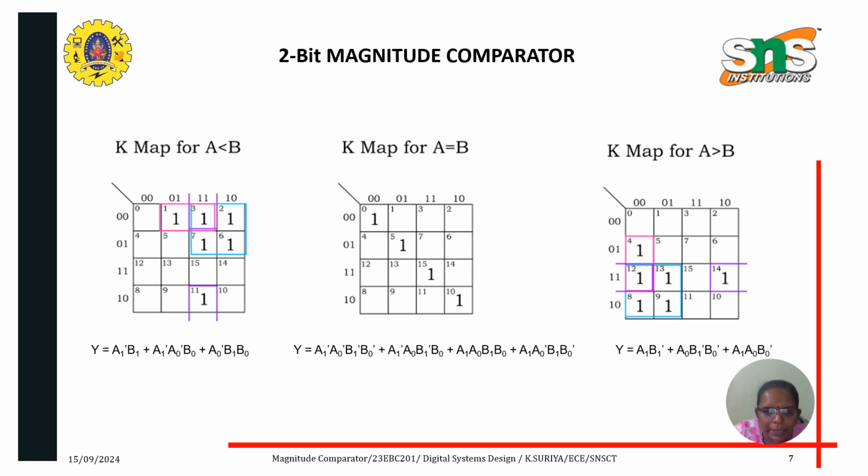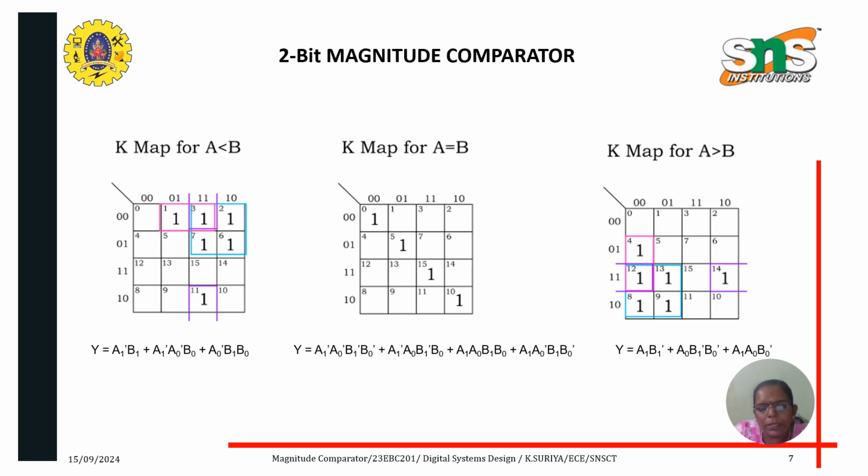So for A less than B, you have three groups. One is four ones grouped together at the right top corner, and next one is in the middle. Two ones are grouped as two ones together, and top one and bottom one is grouped as another group. So you'll be getting the following expression: A1 bar B1 plus A1 bar A0 bar B0 plus A0 bar B1 B0. The second Karnaugh map is for A is equal to B.